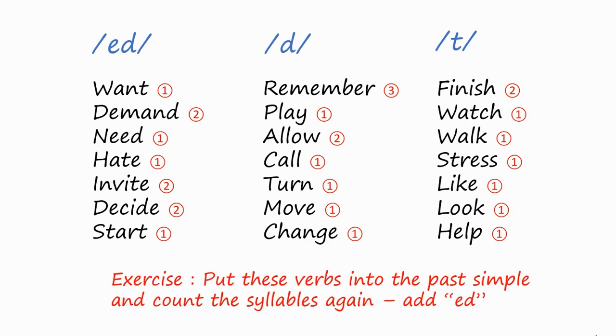Now what I want you to do is put these forms in the past simple and count the syllables again. In other words, add ed to the endings or just d, where the verb already ends in an e. Do that on a sheet of paper. It's important that you follow these exercises so that you understand the rules around the pronunciations. Pause the video and do that now.